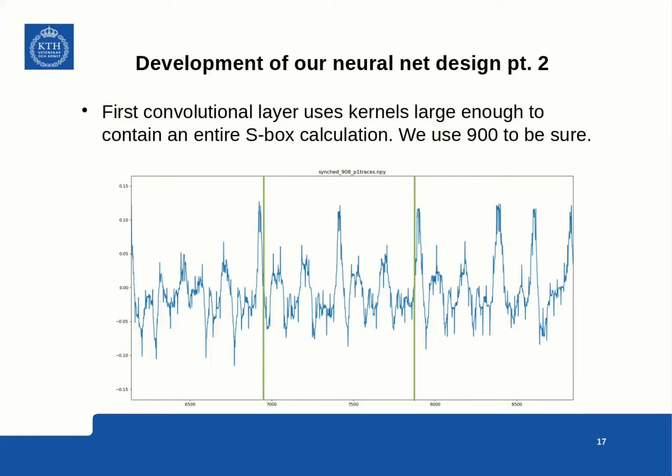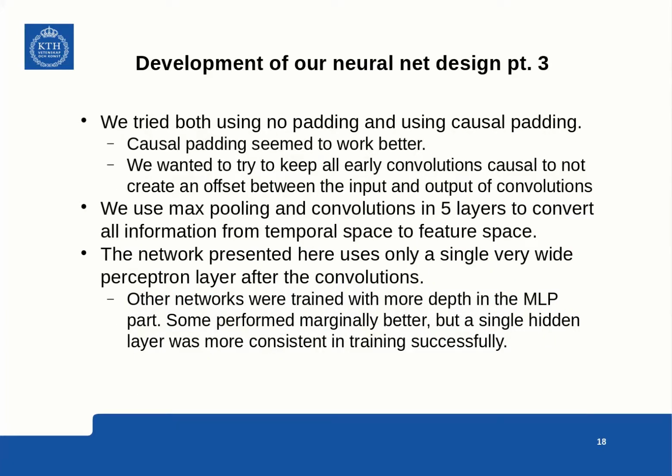For all of our convolutions, we were testing either using no padding or using causal padding. We got better results from using causal padding in our limited testing, so we proceeded with using that. We chose causal padding to not create an offset in the resulting output.